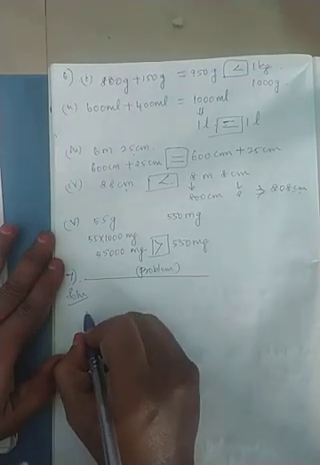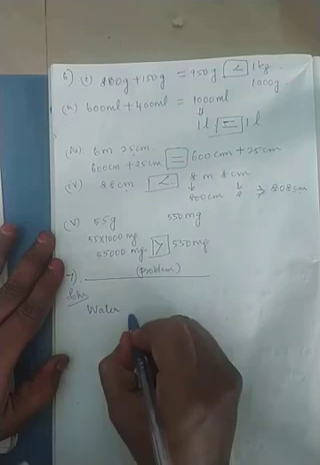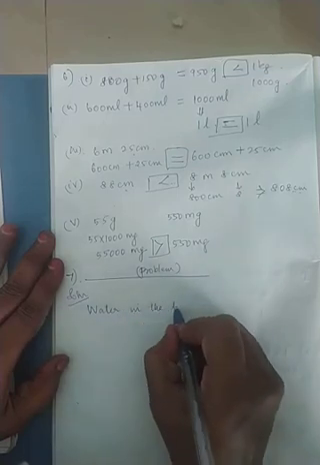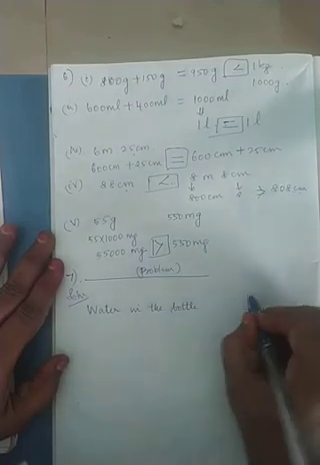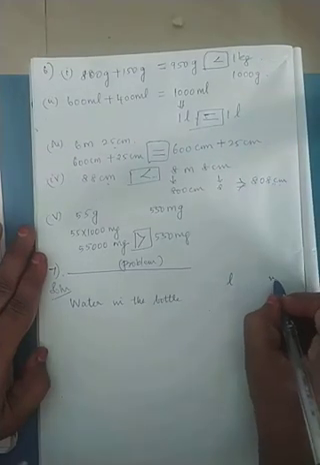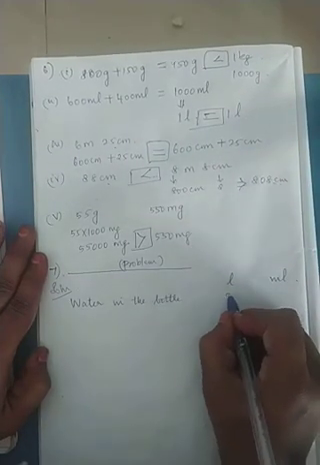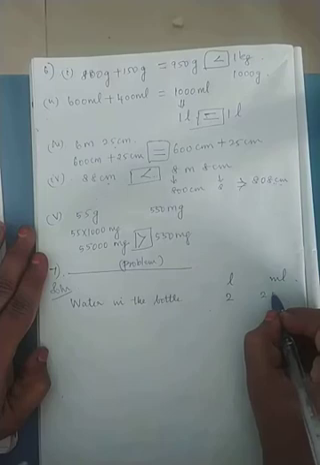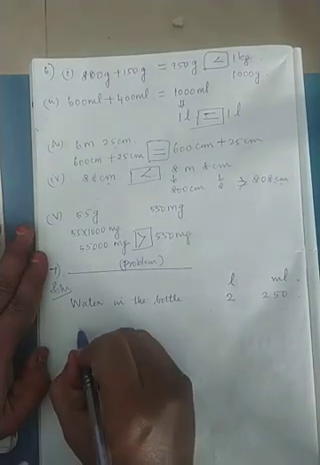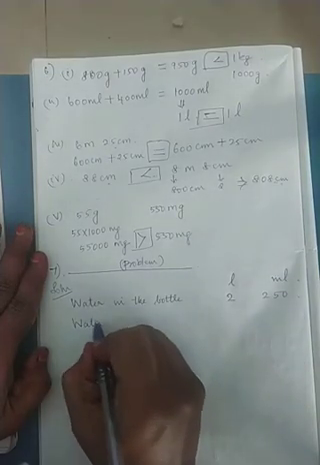So water in the bottle will be, you write liter, milliliter. How much is the liter? 2. How much is the milliliter? 250. Okay, water drank.